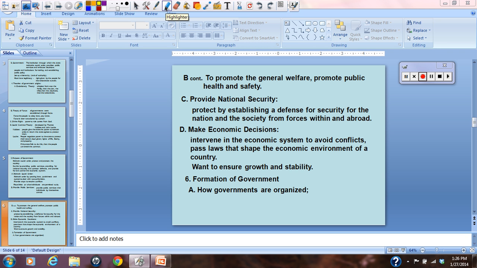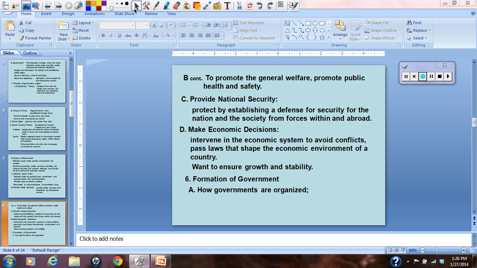All right. Provide for the national security by establishing a what? Okay, by establishing a defense for security. Okay? All right. Now, when they make economic decisions, they do what? Okay, intervene to avoid conflicts. Basically, they want to ensure what? Growth and stability. I cannot speak today if I get the words. Okay? Everybody got it? Right.